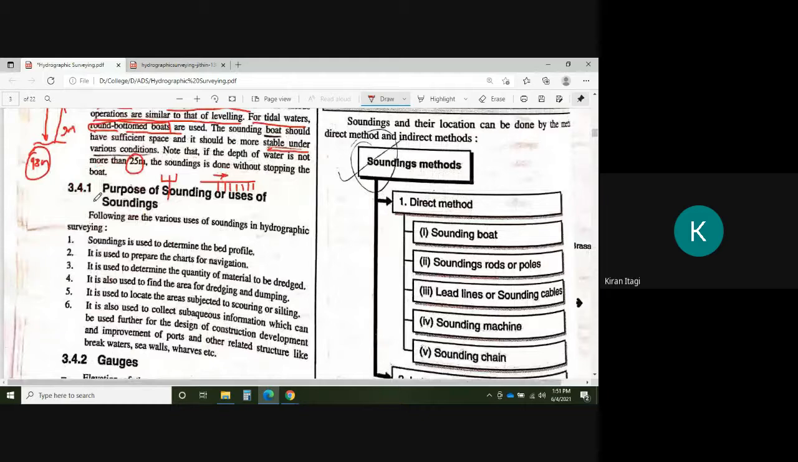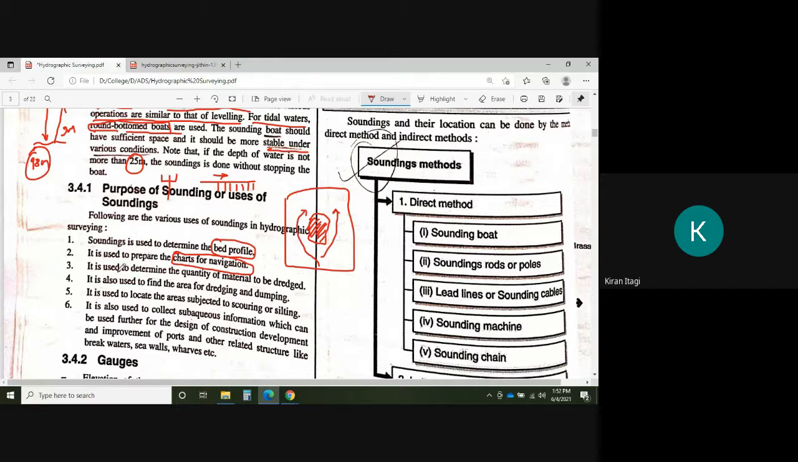Again, the purpose of sounding is to determine the bed profile. I have shown you the figure. It is used for charts for navigation. Why? Because if I draw the plan like this, at this position the depth is very less, so the boat will come and go like this.